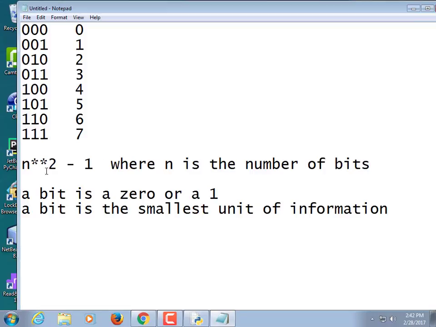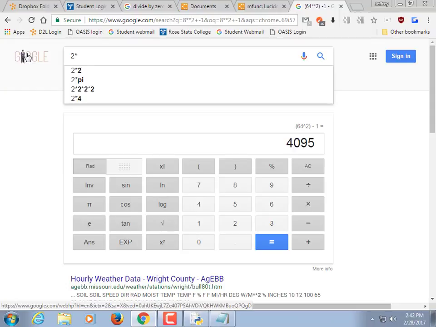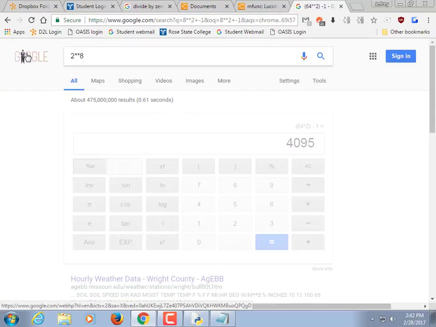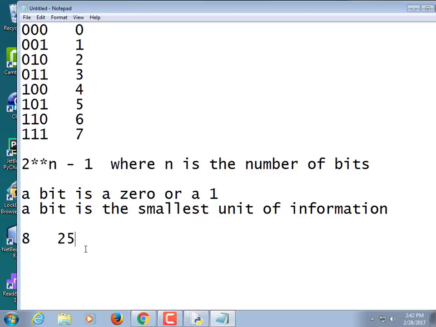The equation is 2 to the power of n. Now let's do that again, because that's a big difference. 2 to the power of 8 for our old Nintendo: 256. Now that's correct. So your range of numbers is 0 to 255.